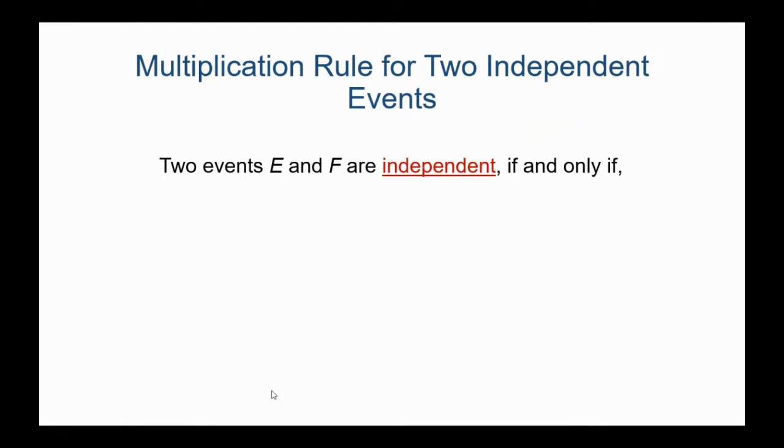Okay, so let's look at the multiplication rule for two independent events. Let's say we have two events, E and F. They are independent if and only if the probability that they both occur is equal to the product of their individual probabilities. The probability of E intersect F is equal to the probability of E times the probability of F. That's 'and'.